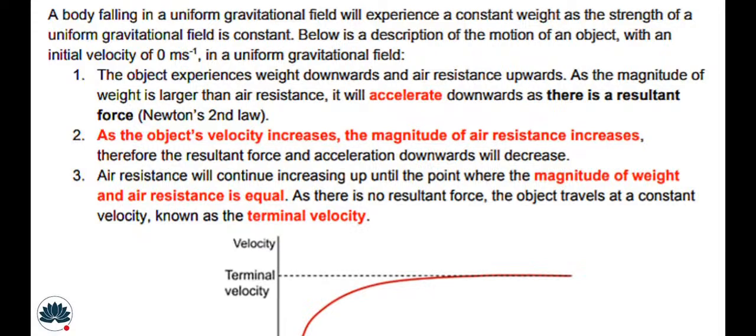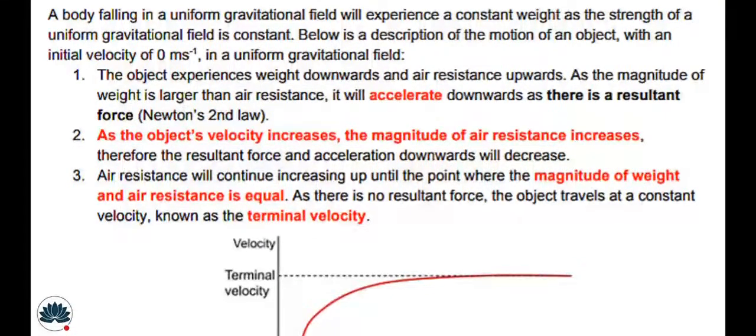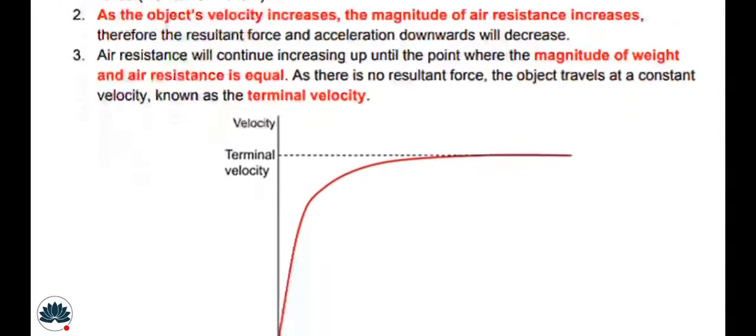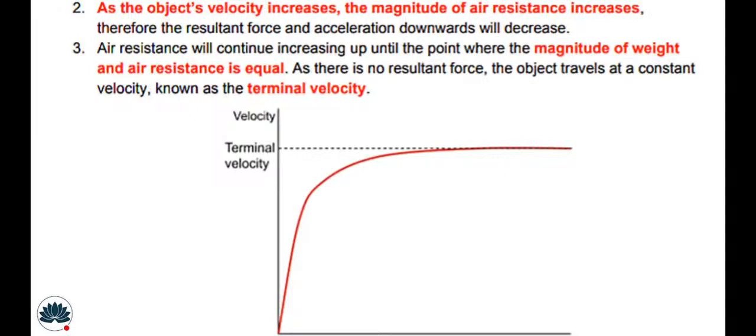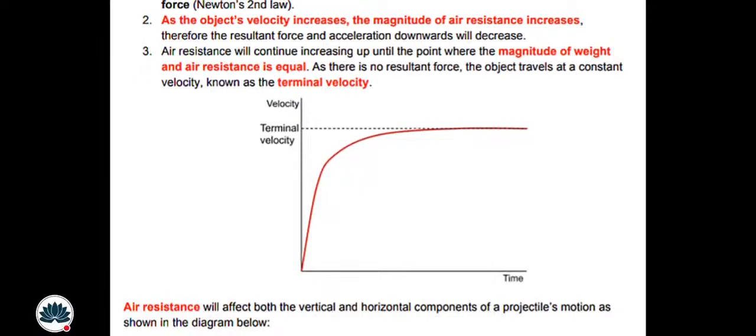As the magnitude of weight is larger than air resistance, it will accelerate downwards as there is a resultant force, Newton's second law. As the object's velocity increases, the magnitude of the air resistance increases. Therefore, the resultant force and acceleration downwards will decrease. Air resistance will continue increasing up until the point where the magnitude of weight and air resistance is equal, as there is no resultant force. The object travels at a constant velocity known as the terminal velocity.